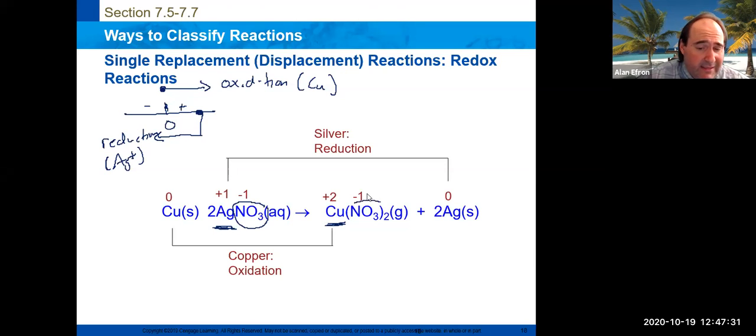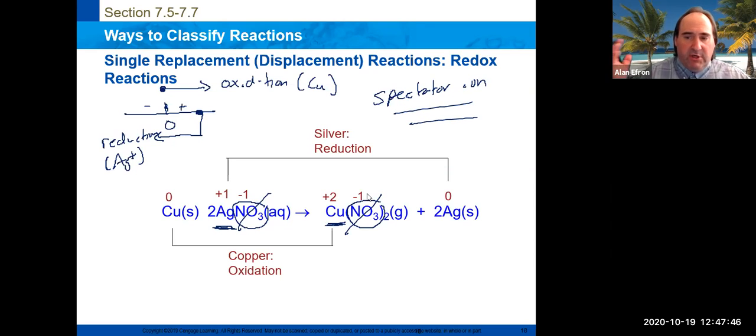Now you may ask yourself, what's the deal with nitrate? And the deal is nothing. It is -1 on the left-hand side. It is -1 on the right-hand side. It is essentially not doing anything. It is what is sometimes referred to as a spectator ion. It's basically just there to watch. It's really there to balance out the charges of everything, but it's not participating in what's happening.